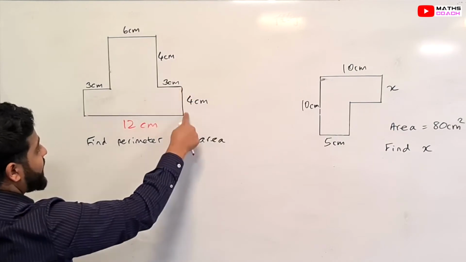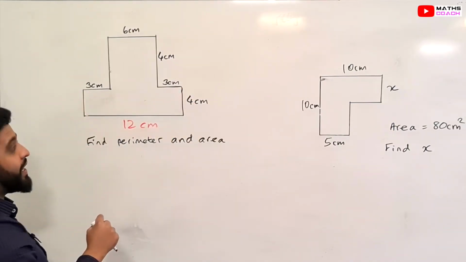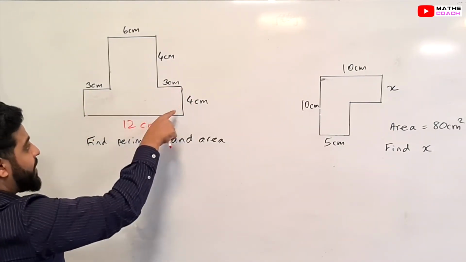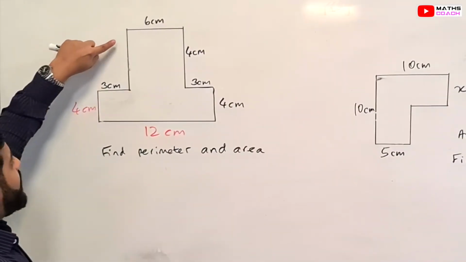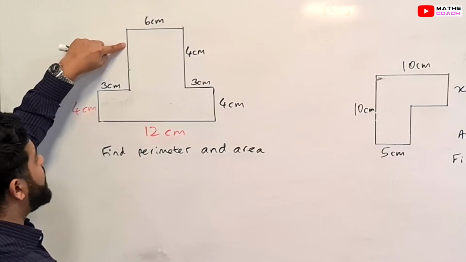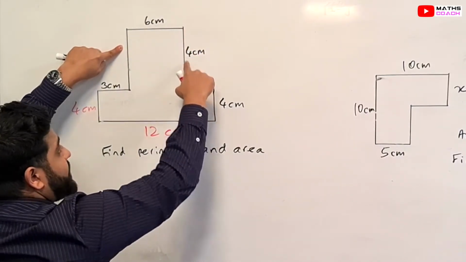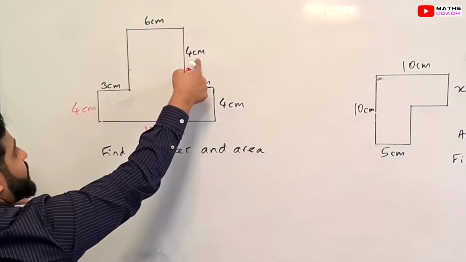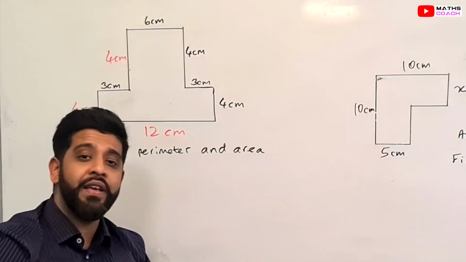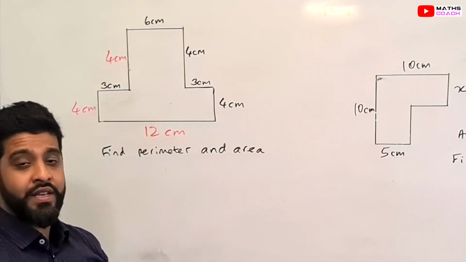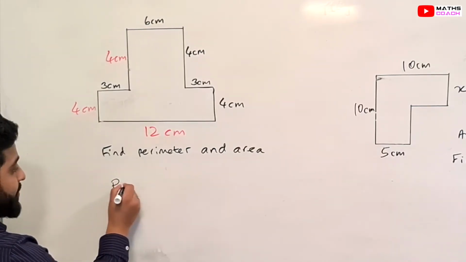Now, this side here and this side here will be exactly the same because they're opposite ends of a rectangle. So this is going to be 4 as well. Now, we've got one more side to find here, and that is going to follow the same length as this one. So that's 4, and therefore this is going to be 4 centimeters as well. And there we have all of the lengths. So we can go ahead and find the perimeter straight away.